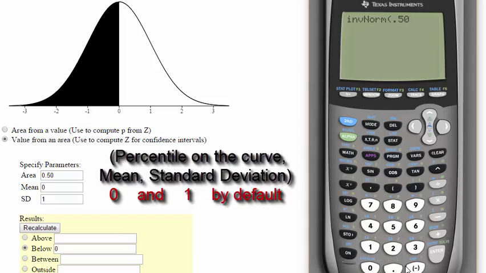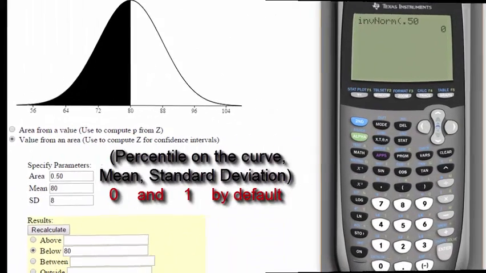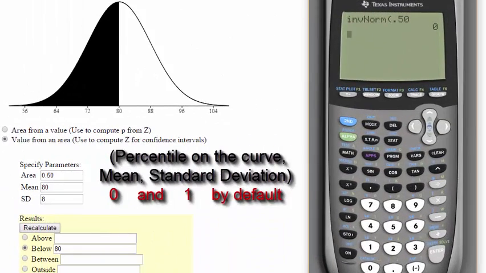Now by default, the calculator will use the normal curve with a mean of 0 and a standard deviation of 1 if we do not enter in anything else. When we hit enter, we get 0. 0 is the mean of the normal curve. The curve over on the left now has a mean of 80.